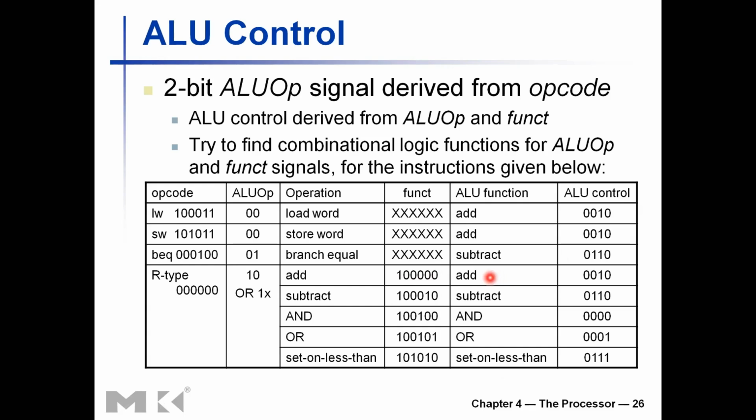The ALU control signal for the add operation we already know is 0010, so the ALU control signal generated by the control unit should be that. And for subtract we already know the ALU control signal is 0110, so that should be the same for R-type instructions which use the subtract operation. Likewise you can understand the rest of the table here. Any questions you're having so far, you can ask.